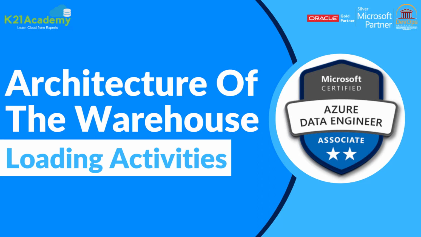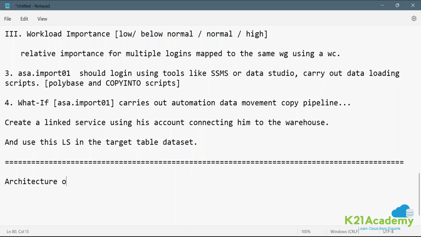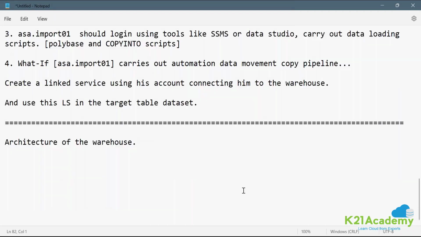So it's quite important to understand the architecture of the warehouse before you carry out the load. Architecture of the warehouse. Why? Because when you do loading, without understanding the architecture, it's a little bit harder to understand some points regarding the loading, like types of tables, distributions, and whatnot. So we know that the dedicated SQL pool, it's a pool, right?